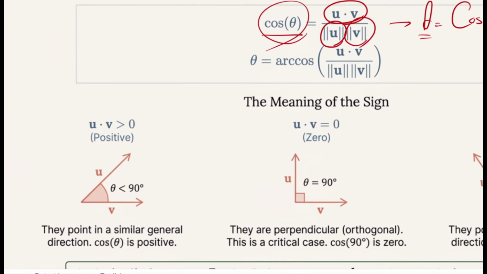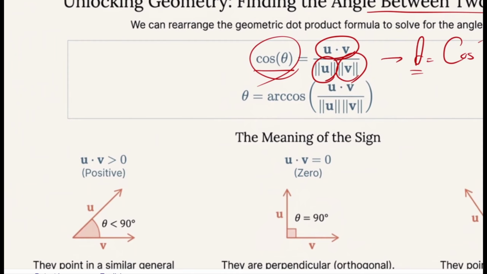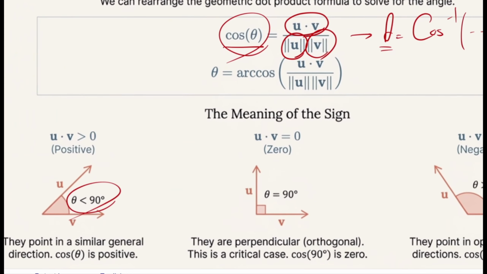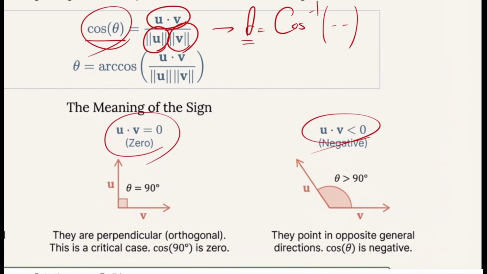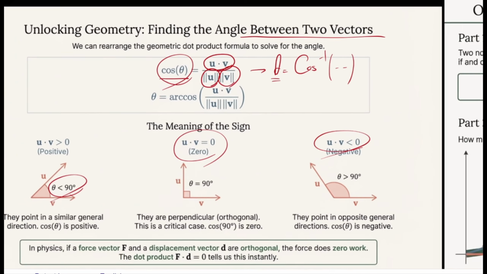If u and v are going to be positive, it means that if this dot product is going to be positive, that angle is less than 90. If u times v is going to be 0, for sure they are perpendicular. They are going to have 90 degrees between themselves. So this is going to be 0. If u times v is going to be negative, I know for a fact that my angle should be more than 90 itself.